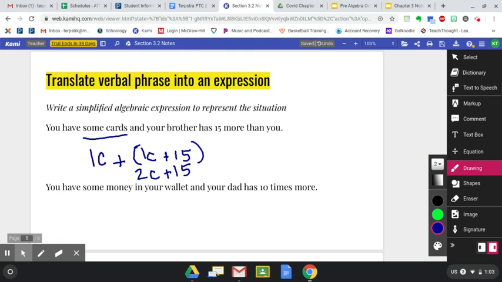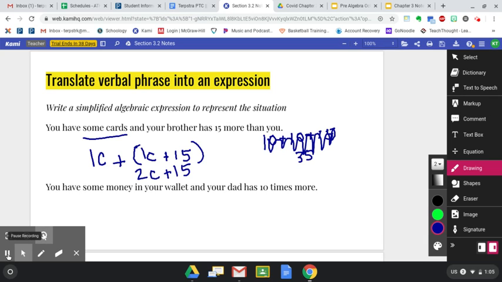Now, where this chapter is going to go is we're going to look at more specific examples. It'll say, well, how many cards are involved if you have 10 cards, right? Well, if I have 10 cards and my brother has 15 more, he has 10 plus 15, right? So 10 and 10 would give me 20. Plus 15 would give me 35. So we'll look at specific examples, but for right now, we're just looking at setting up an expression to model the situation, right? See if you can take that example and apply it to the last example there.